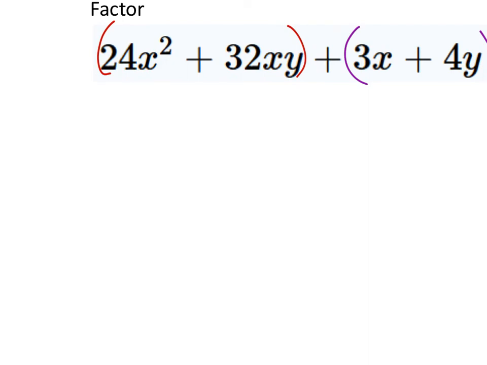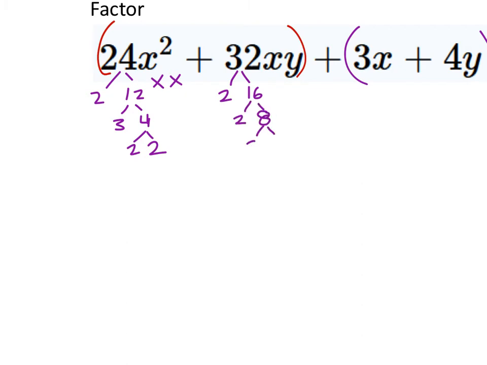So 24 is going to break down into, well, you could say 2 and 12, which breaks out into 3 and 4. And then we got 2 and 2. I'm going to keep those there so we can keep those in mind. If you wanted to, you could put the x squared like that. 32 is going to break down into a lot of 2's. And yes, this is prime factorization here. 2 and 8, 2 and 4, 2 and 2, and then we got the x and y.